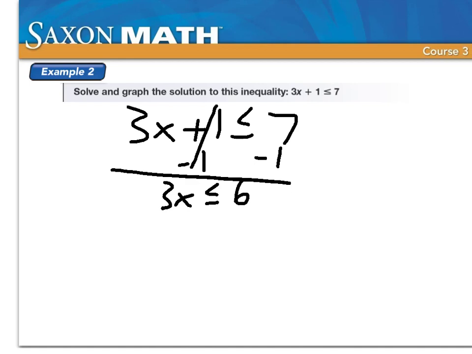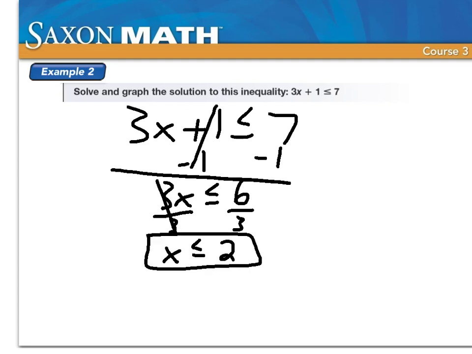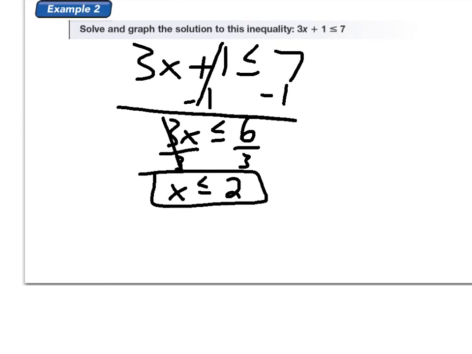Then we need to get x by itself. So I want to get 1x by itself. So I get from 3x's to 1x by dividing by 3. And I'm going to get x is less than or equal to 6 divided by 3 is 2. And here's my solution. And now I need to graph this.